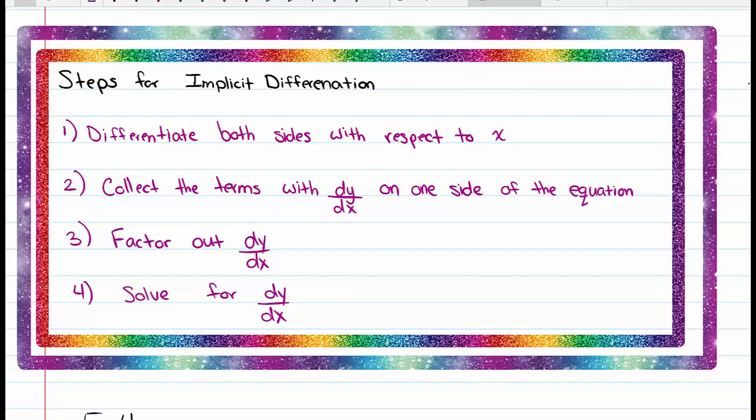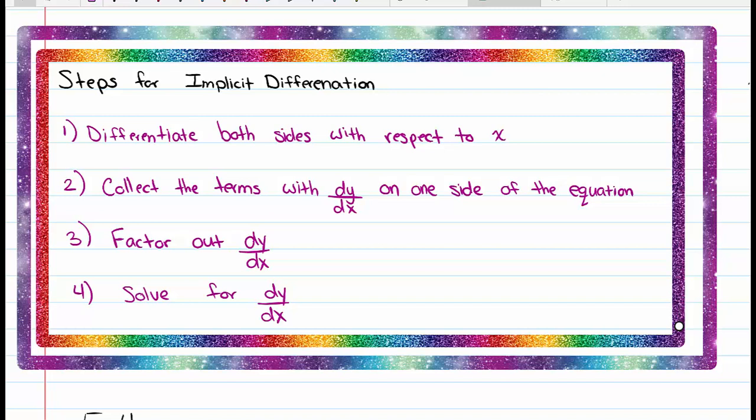The second thing that we did every time is that we collected the terms with dy dx or y prime on one side of the equation. So anything that had dy dx we put to one side, everything else we put to the other. Then the next key is to factor out dy dx. This is to isolate or solve for dy dx.